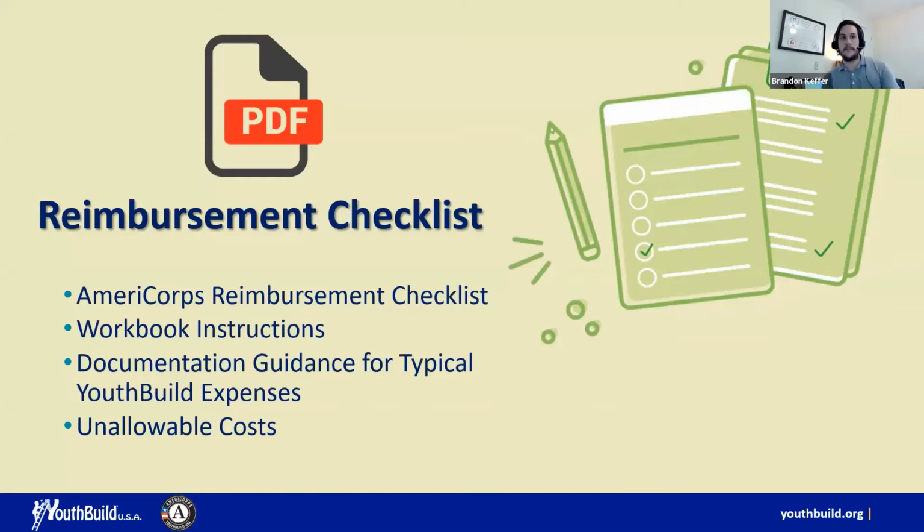So this section of the checklist will walk you through each budget subcategory on some of the typical things we see in YouthBuild budgets and what constitutes sufficient backup documentation. And you can also find a list of unallowable costs at the very end of that checklist.